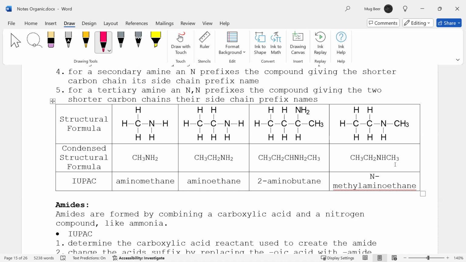We do have to use that N nomenclature when we're talking about if it's got another carbon connected to the nitrogen. So in this case, the longest carbon chain is ethane. So I just say ethane. There's a nitrogen attached to it. So that's where the amino comes from. And then there's also this extra carbon on the nitrogen. So it's N-methylaminoethane.